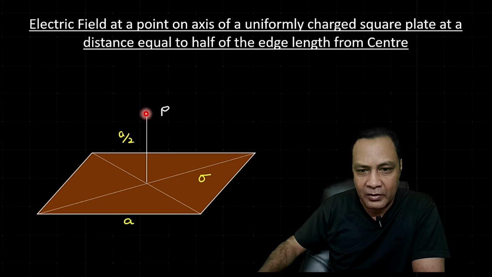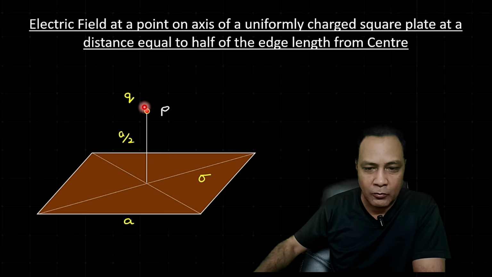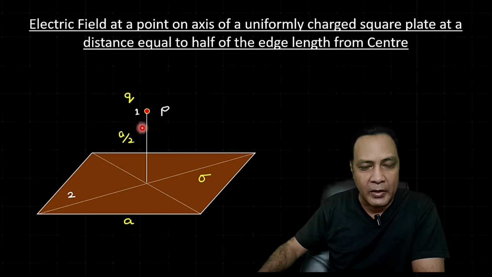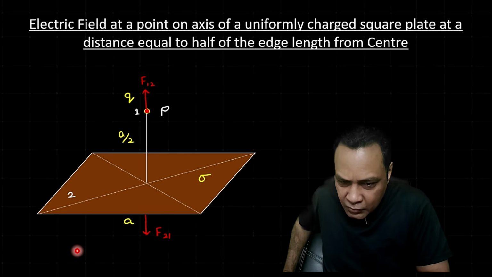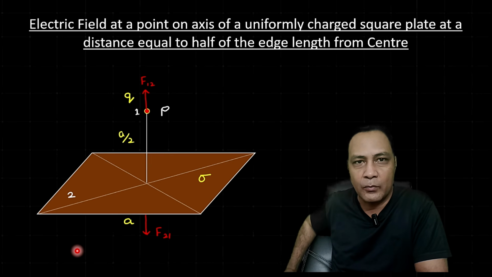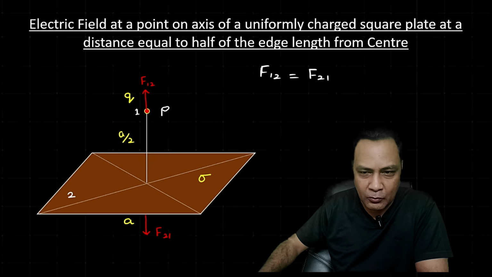So what do we have to find? We have to find the electric field here, and to do that, let me place a charge Q here. The charge is just a tool for me. We'll find the force because of this plate on this charge. Before that, let me assume that this point charge is 1 and this plate is 2. The force on 1 because of the plate is, say, F12, and the force on the plate because of the charge would be F21, and obviously they are equal and opposite from Newton's third law. So F12 is equal to F21.